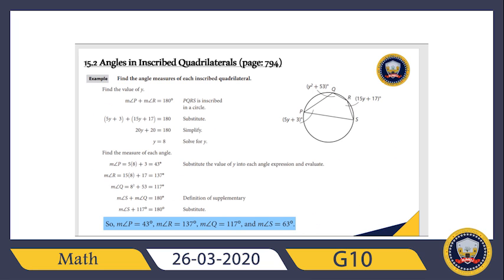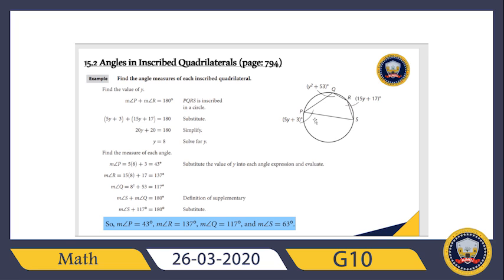Let's take this example. Find the angle measures of each inscribed quadrilateral. I have here a quadrilateral. The angle Q measures y squared plus 53. The angle R measures 15y plus 17. All right. And the angle P measures 5y plus 3 degrees. The question asks to find the measure of each angle here. So we're going to use our theorem.